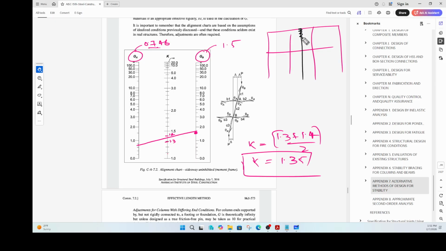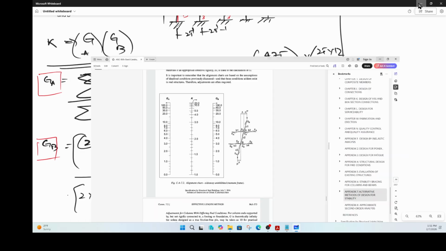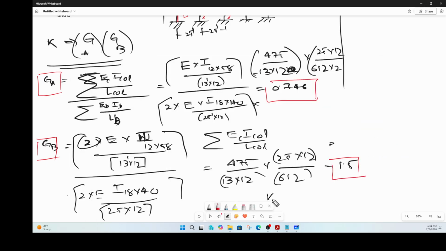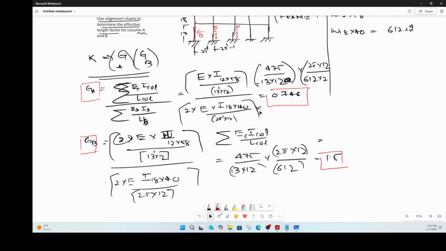So for this particular piece of column here, GA is the value there, GB is the value here, right? And when we calculated GA, in the numerator you have one column, and in the denominator the properties of two beams. When we calculated GB, the numerator had two columns and the denominator had two beams. Okay, so we compute that. So that's the end of this particular problem. We found out from the alignment chart that our K is 1.35. Okay, so quick recap.